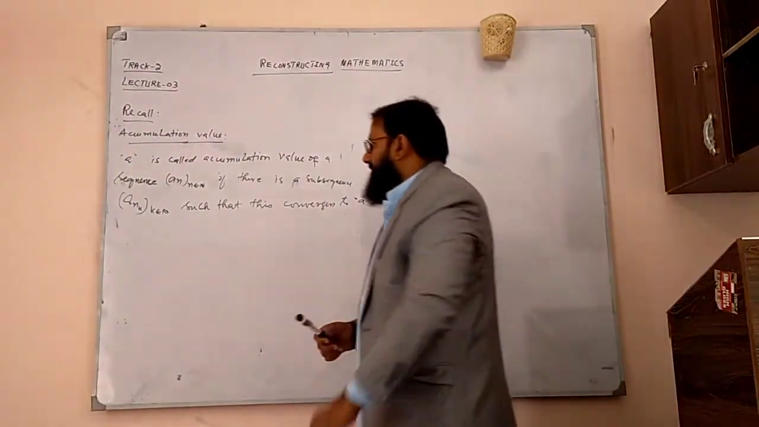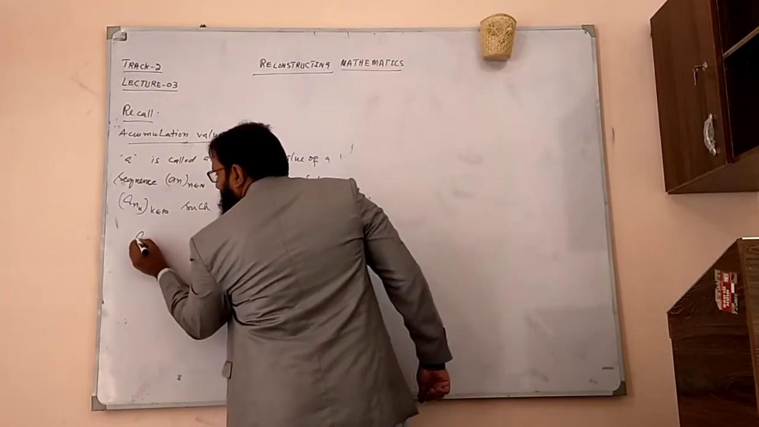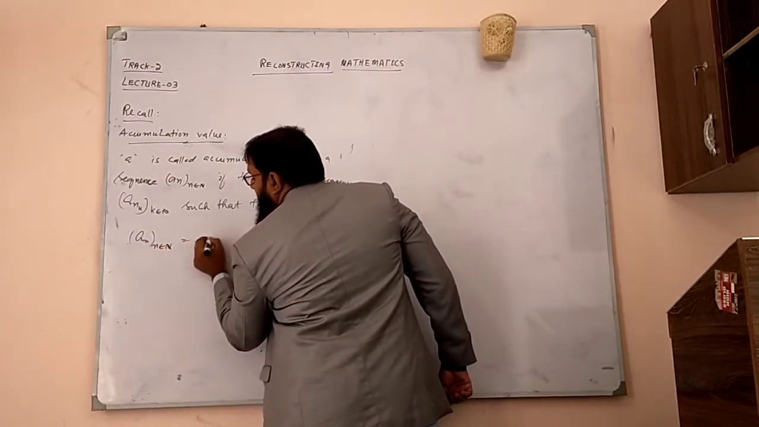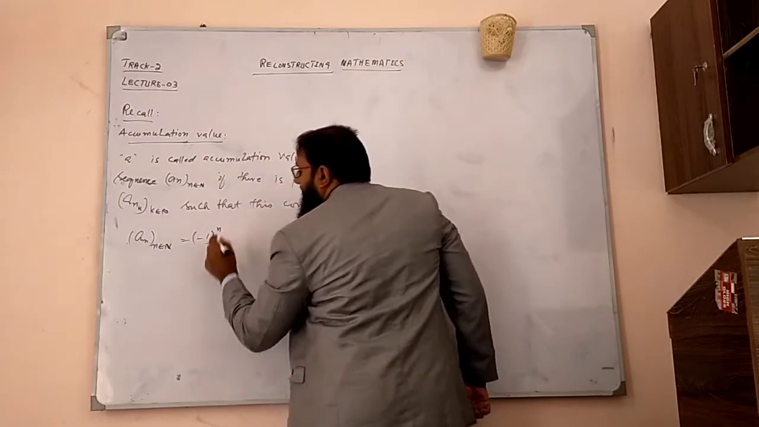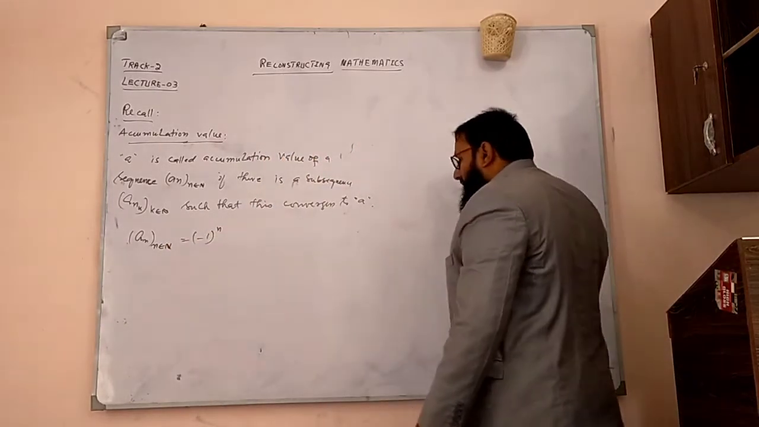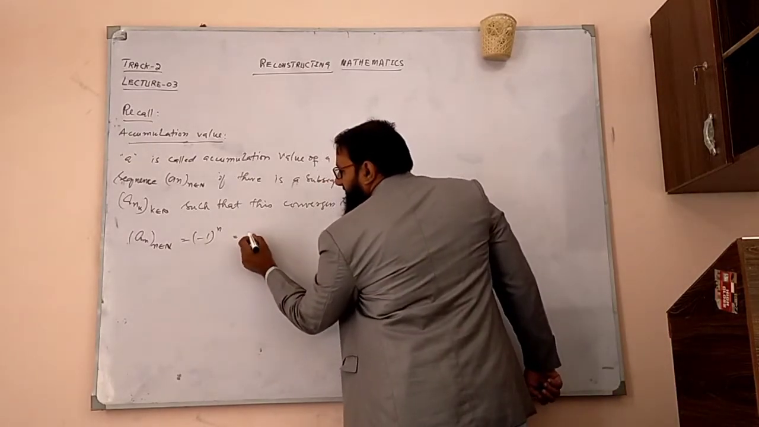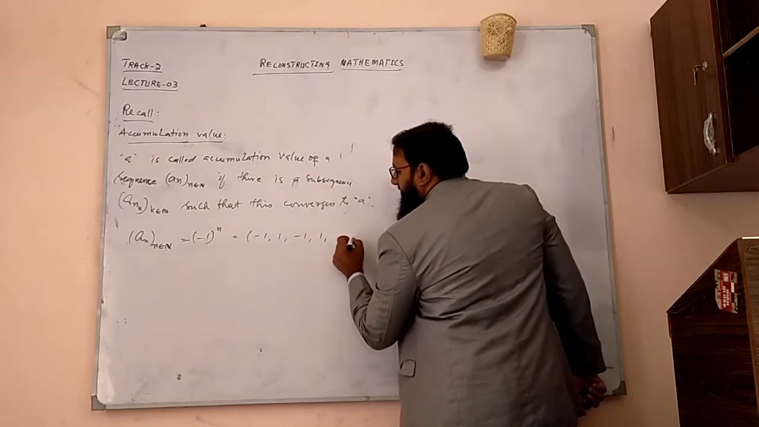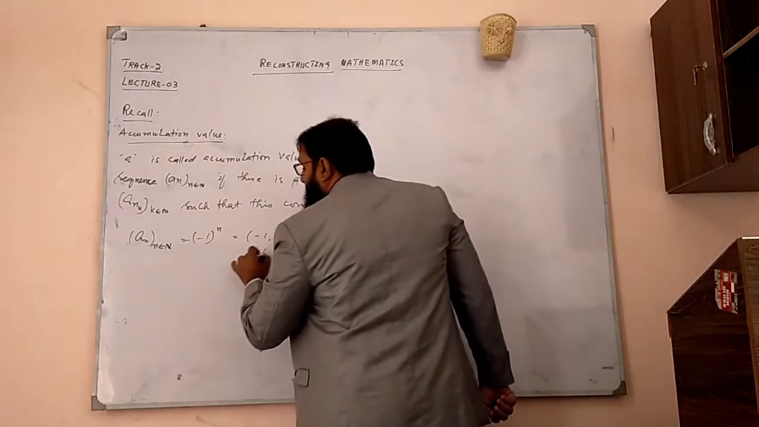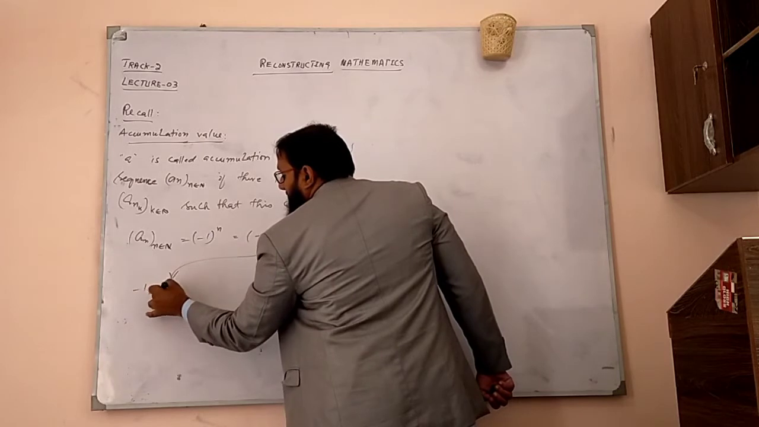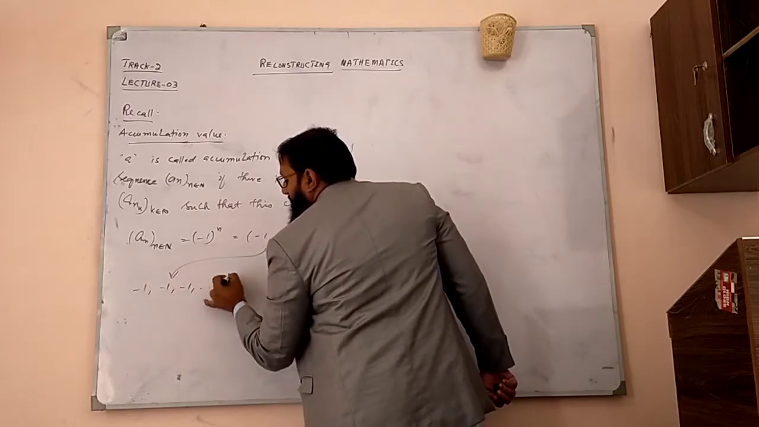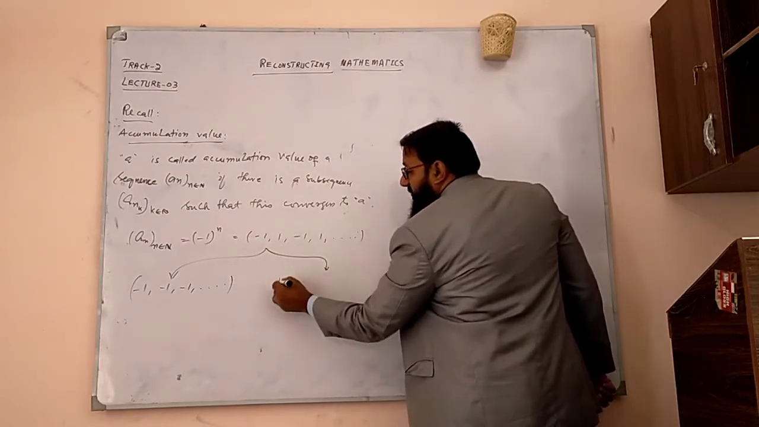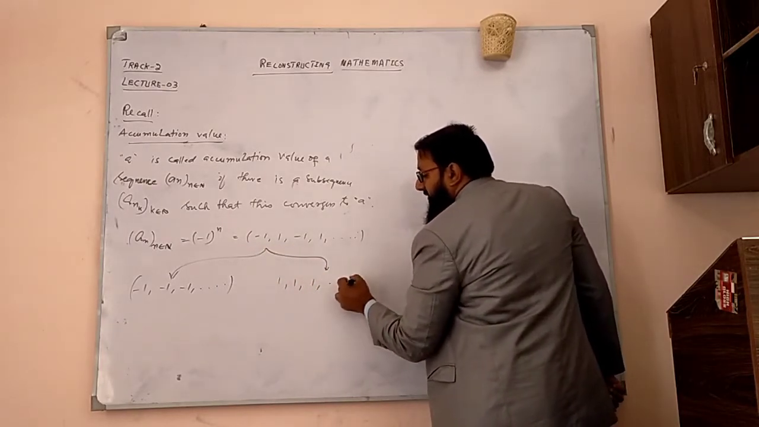For example, I have this sequence a_n, which is defined in this way: (-1)^n. Now this sequence is simply this: -1, 1, -1, 1 and so on. Now let me choose a subsequence from this one, that is -1, -1, -1 and so on. This is one of my subsequences. And let me choose another subsequence, that is 1, 1, 1 and so on.